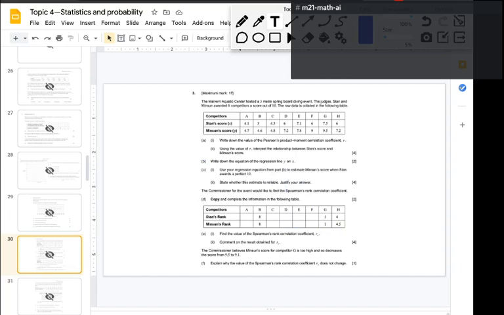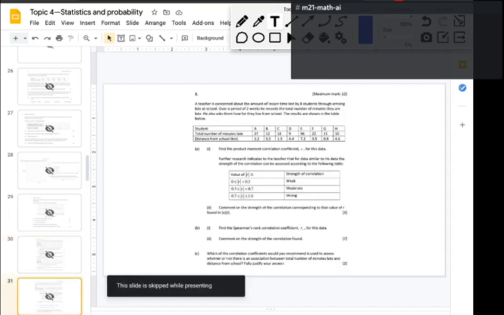Oh wait, this is the one we've just done yesterday. Teacher is concerned about the amount of lesson time lost by 8 students who are arriving late at school. Over a period of 2 weeks, he records the total number of minutes they are late. He also asks them how far they live from school. The results are shown in the table below. Find a point correlation coefficient from the data.